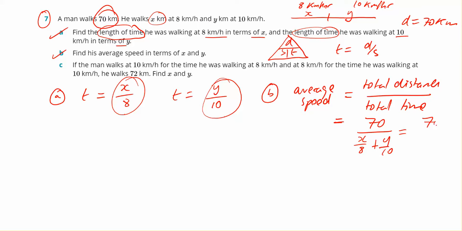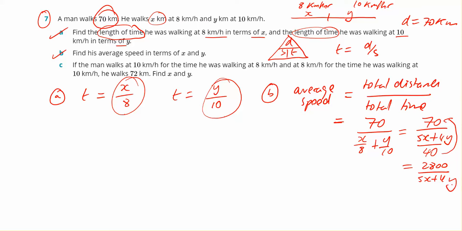Now, I can combine these two in a fraction. They both have a common denominator of 40, the lowest common multiple. To change the 8 to 40, you times by 5, so you need to times the top by 5, so that becomes 5x. To change 10 to 40, you times by 4, so you times the y by 4. And the trick is you can move the very bottom denominator to the top when you're dividing a number by a fraction. So 40 times 70 is 2,800, divided by 5x plus 4y.